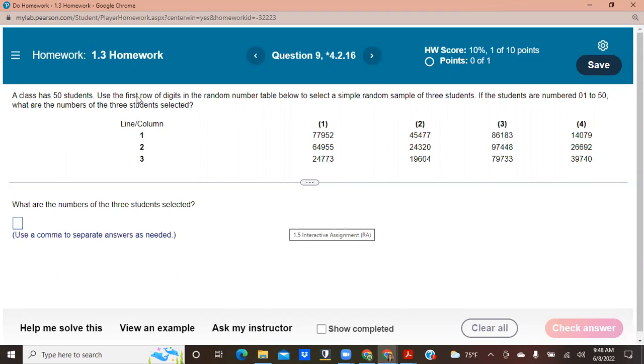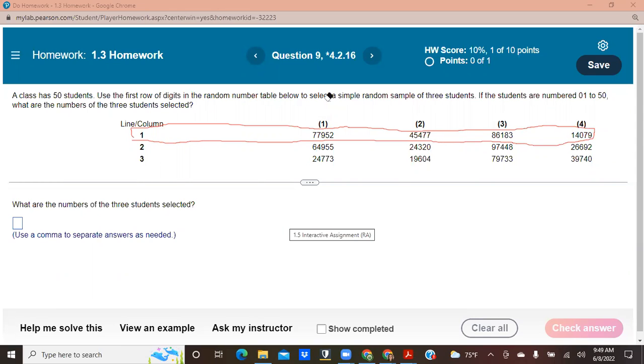Okay, so it says use the first row of digits in the random number table. So we're going to look at the first row. Be careful, because sometimes they might say something different. They could say use the third row or something along those lines. This is the first row. In theory, they could have even said use the first column, in which case you would look at the numbers this way. But usually in our textbook, they say rows.